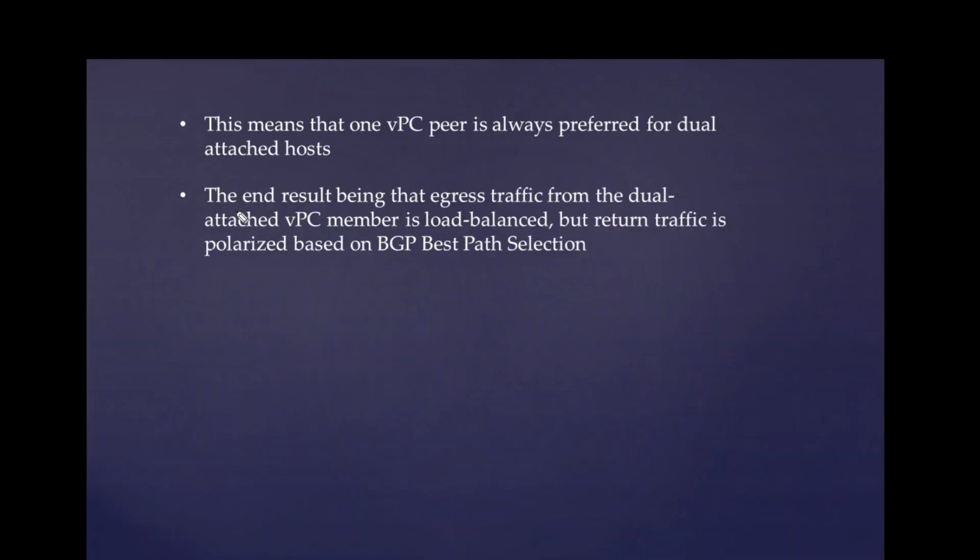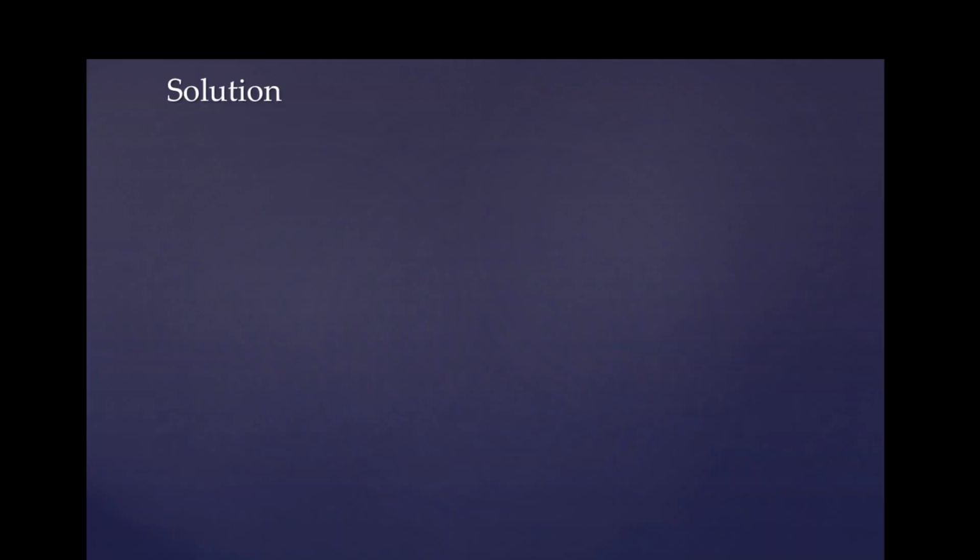So like we discussed, the end result being that the egress traffic from the dual attached VPC member is load balanced as expected. However, the return traffic is always polarized based on the BGP best path selection criteria. And that's exactly the problem that we're trying to solve. So let's talk about the solution next. To solve this problem, we use VPC Anycast VTEP.